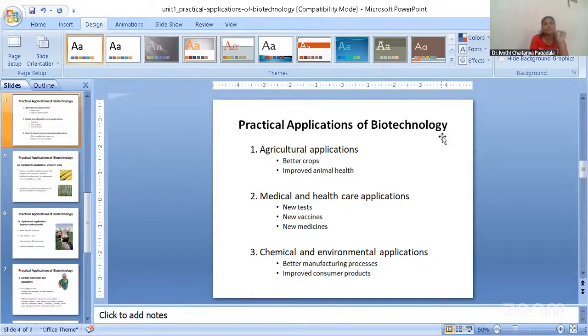Biotechnology in agriculture results in a variety of GMOs, which include pest resistant plants, disease resistant plants, etc.